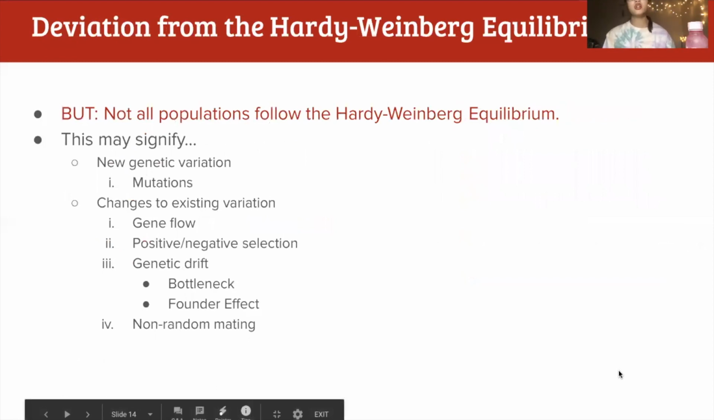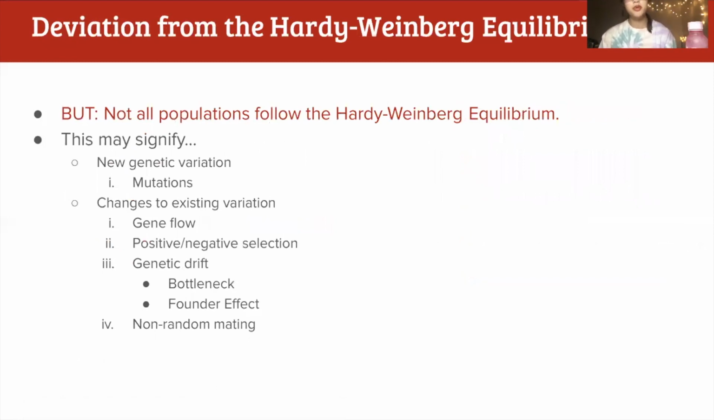Deviations, right? Not all populations follow the Hardy-Weinberg equilibrium. As with everything that's mapped out on paper, it works on paper, but not often in real life. So this may signify new genetic variations, caused by mutations or changes to existing variations. This can be done by having gene flow, positive or negative selection, genetic drift, and non-random mating.